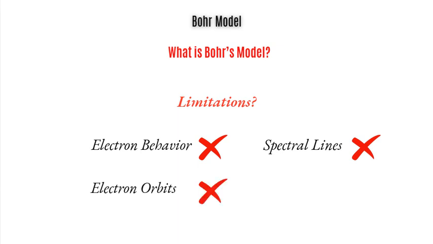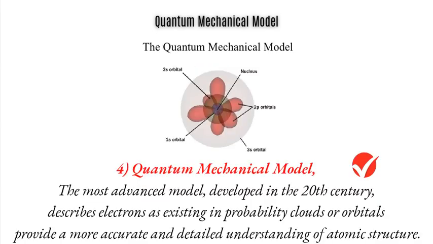Bohr's model depicted electrons as orbiting the nucleus in fixed paths, similar to planets around the sun. However, this idea was later replaced by the concept of electron clouds or orbitals, where the position of an electron is described by a probability distribution rather than a fixed path. The model could not explain the Zeeman effect, which is the splitting of spectral lines in the presence of a magnetic field. What is quantum mechanical model? The most advanced model, developed in the 20th century, describes electrons as existing in probability clouds or orbitals, providing a more accurate and detailed understanding of atomic structure.